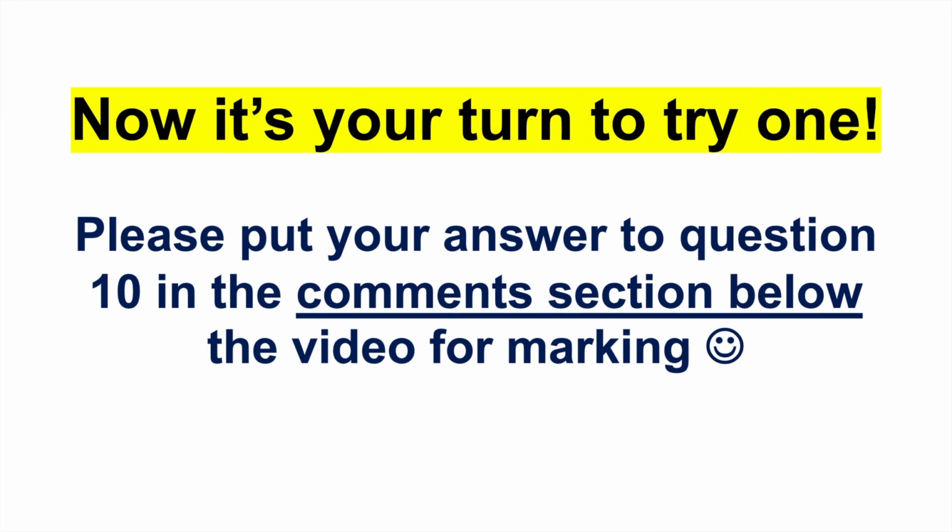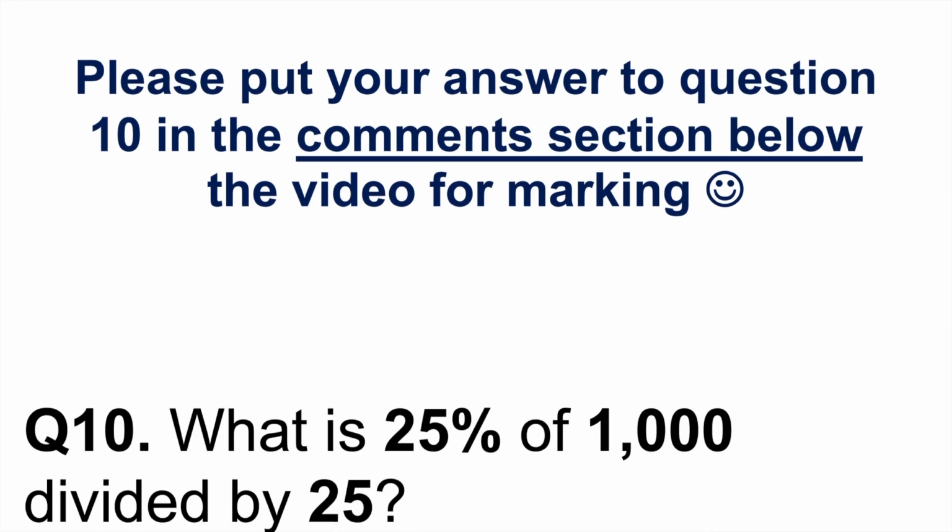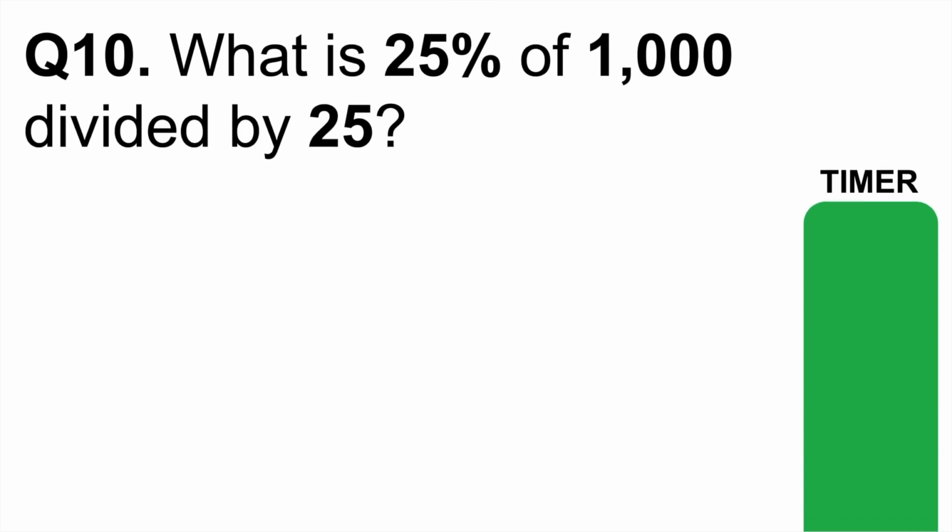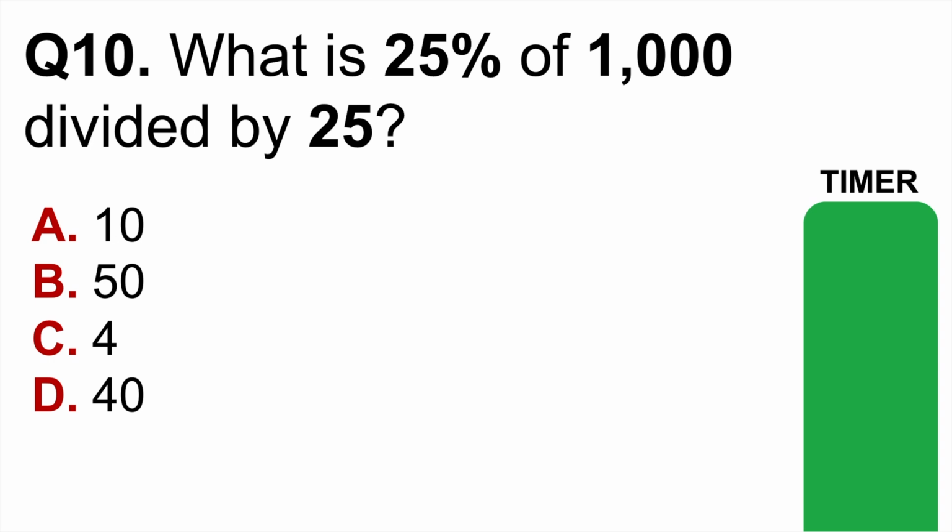So now it's your turn to try one. Please put your answer to question 10 in the comment section below the video for marking. Question 10 is, what is 25% of 1,000 divided by 25? Is it A, 10, B, 50, C, 4, D, 40, or E, 25? Here's your timer.